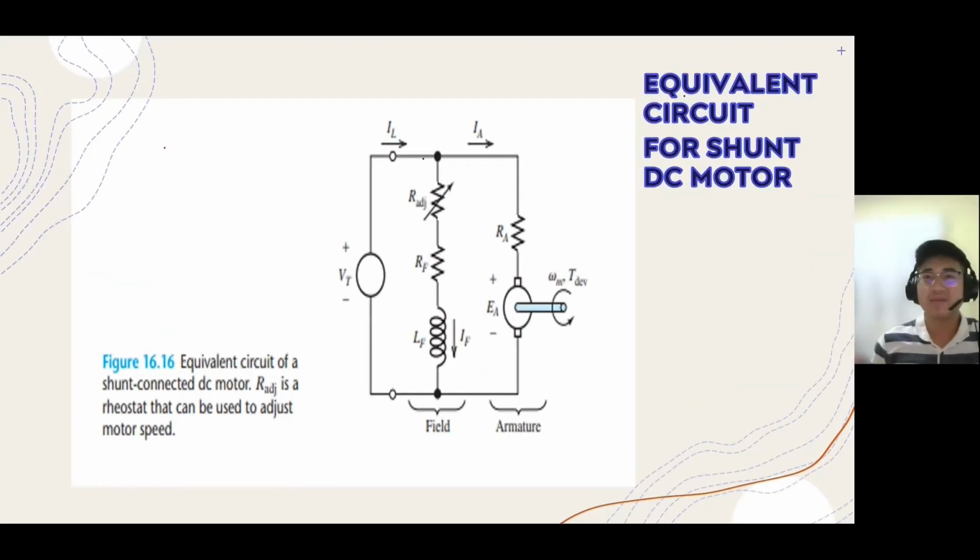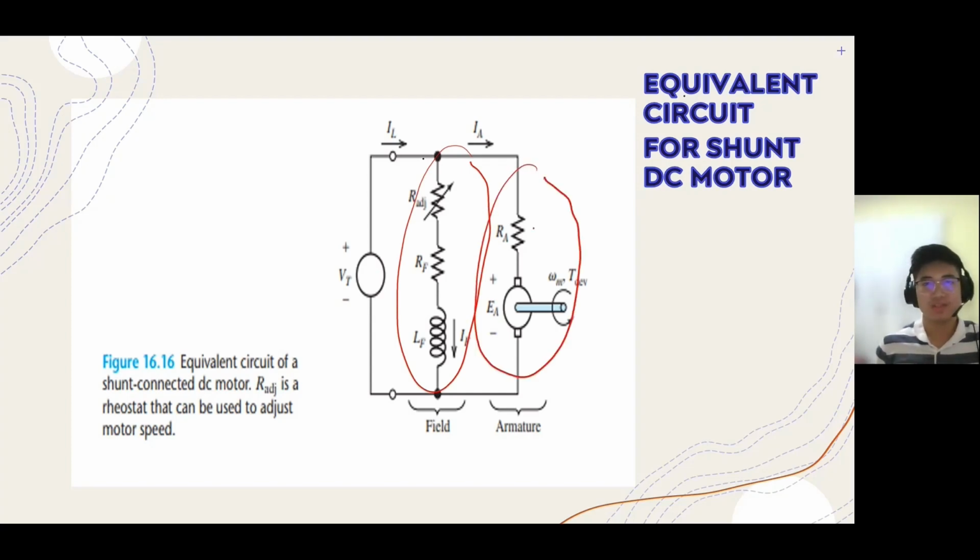Now I'll be discussing the equivalent circuit for the shunt DC motor. Shunt is just another name for parallel. The shunt field, this is the shunt field here, is parallel with the armature. This one is the armature. The shunt is connected to the positive terminal and the negative terminal of the voltage source. Since they are connected in parallel, the armature and the shunt field are exposed to the same voltage supply.